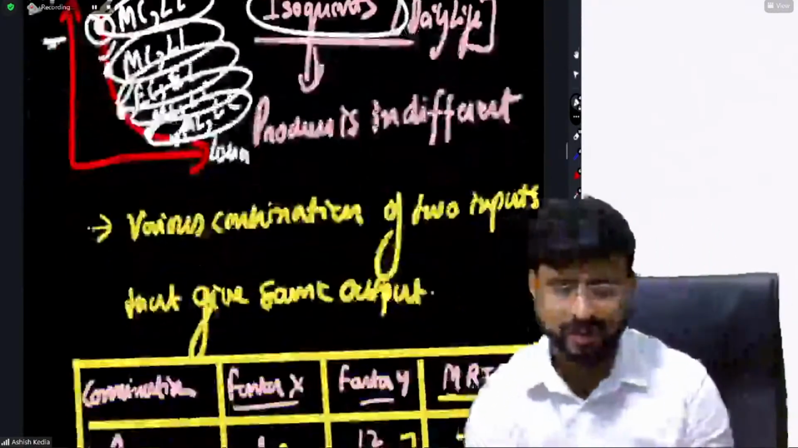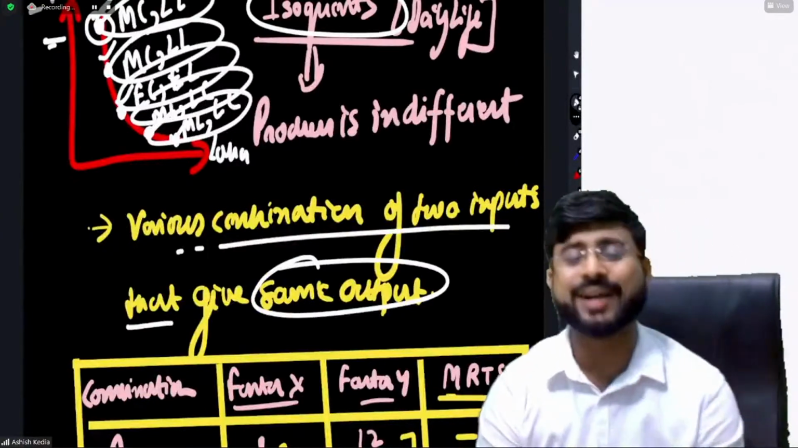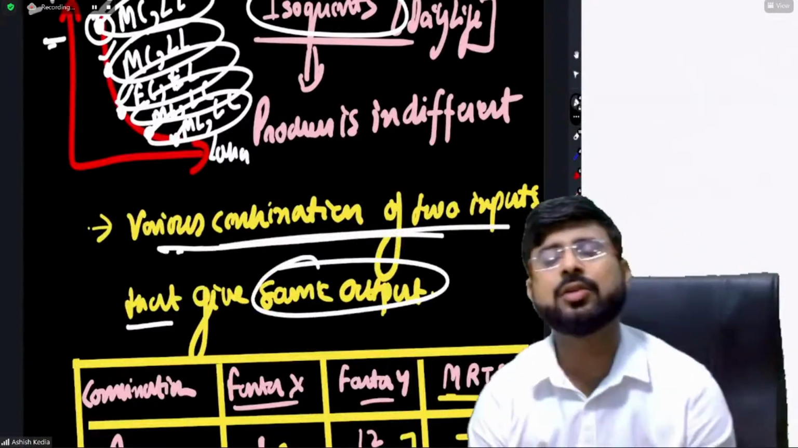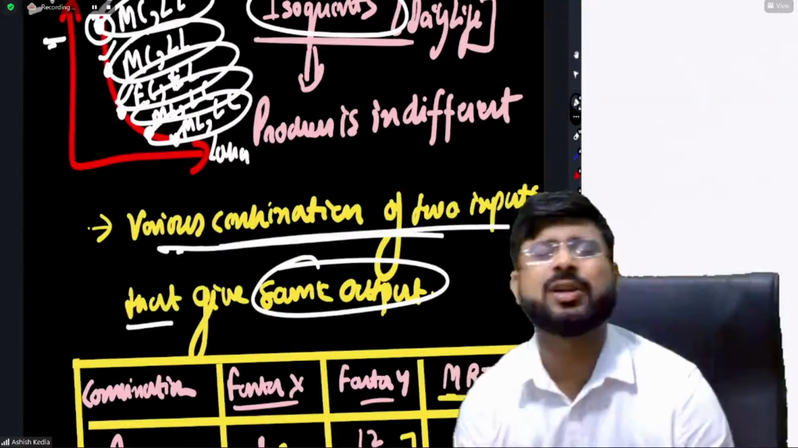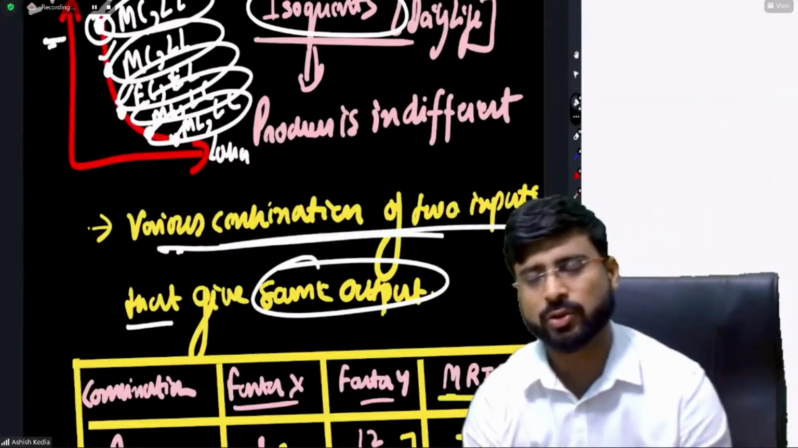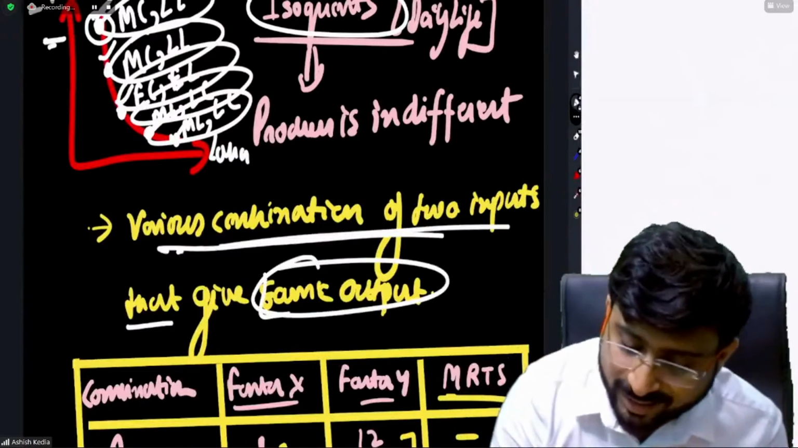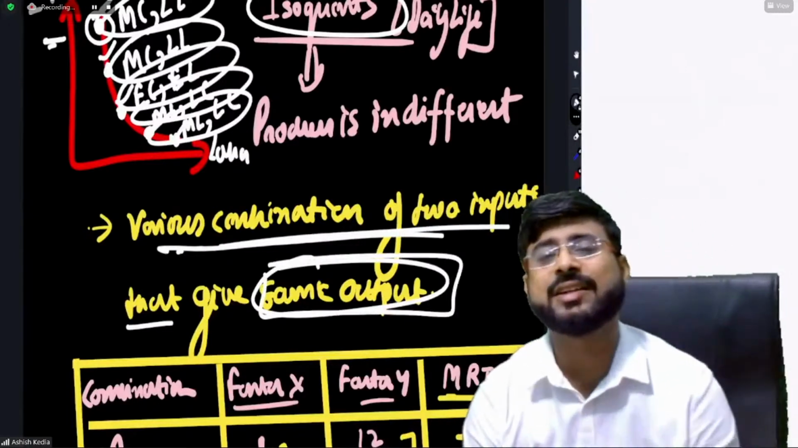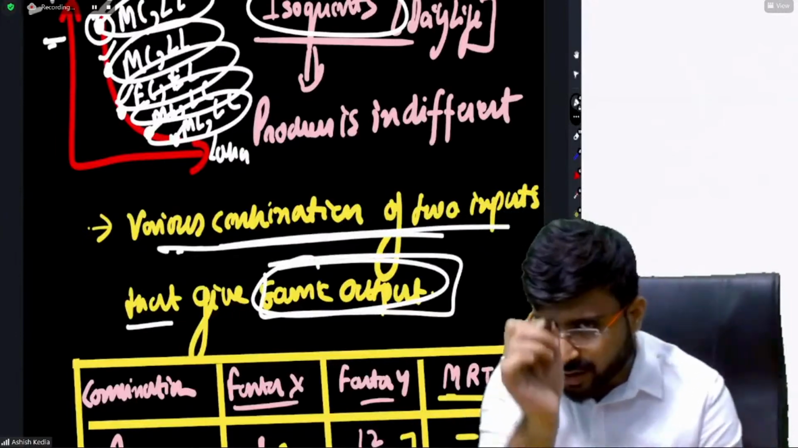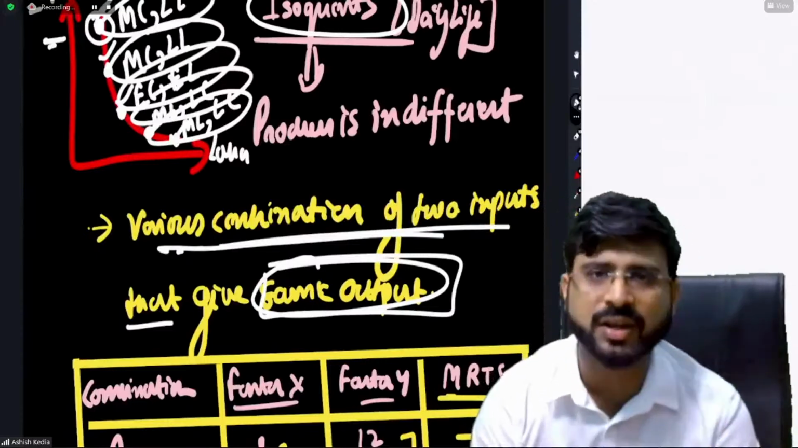So what are isoquants? Various combinations of two inputs that give the same output. Write it down, everyone. So sometimes you are applying more of machine, less of labor. Sometimes more of labor, less of machine. Whatever it is, all these combinations are giving the same quantity level, that is, the same output level. When you plot all these points together, the curve that you get is called an isoquant. Have you understood this, everyone?